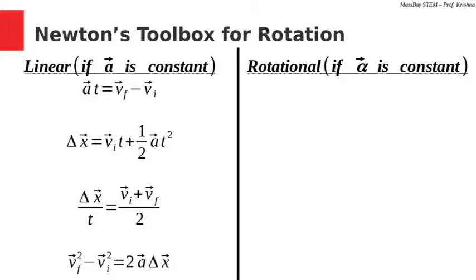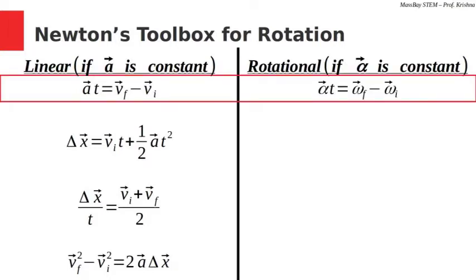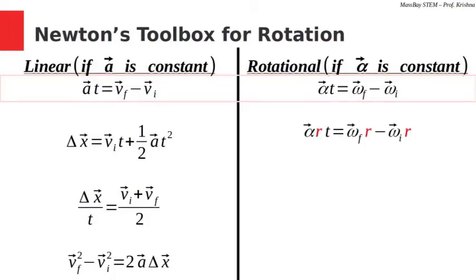Now, using the linear Toolbox Equations as a model, let's examine the rotational Toolbox Equations. The first linear Toolbox equation states acceleration times time equals final velocity minus initial velocity. The rotational equivalent says angular acceleration times time equals final angular velocity minus initial angular velocity. The structure of the equations is exactly the same, and this makes sense because if you take every term in the rotational equation and multiply by the radius, you get the linear equation.